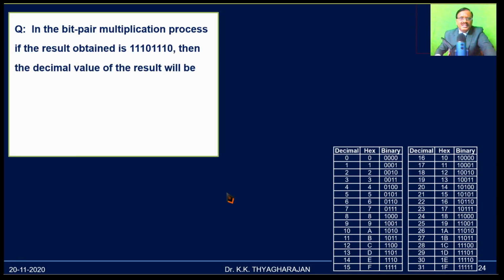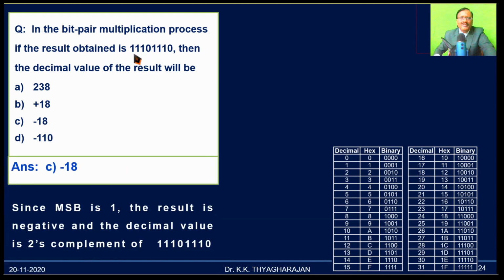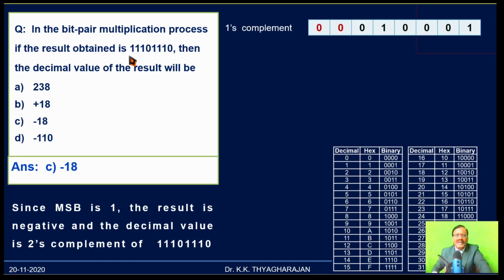Now let us see another question. In the bit pair multiplication process, if the result obtained is 110110, then the decimal value of the result will be? We may not guess. We have to solve this. Let us see. Since here the MSB is 1, the result is negative. So all these 3 ones indicate that it is a negative number and the sign has been extended. And the remaining bits will provide the magnitude since it is a negative result. Even if you take the 2's complement for all the bits, there will not be any difference.